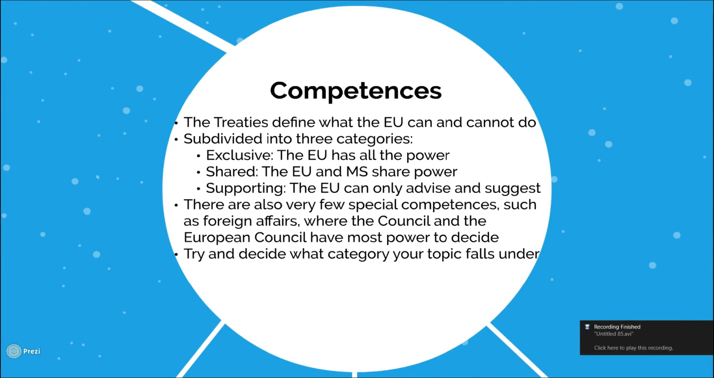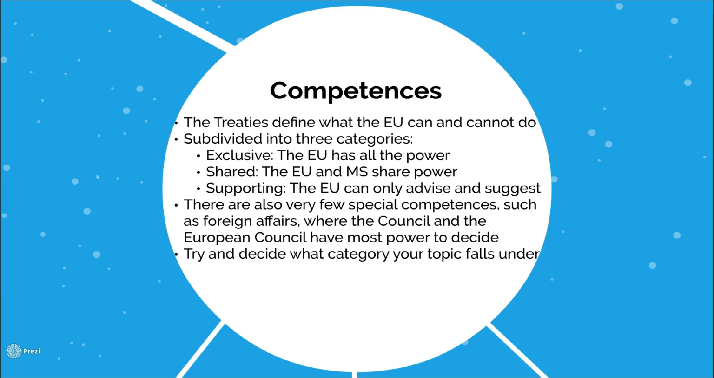What the EU can and cannot do is defined in the treaties of the European Union. We call these competences. Competences are divided into 3 categories, so-called exclusive, shared and supporting. There are also a few special competences, such as foreign affairs, where the Council and the European Council have most power to decide. In such cases, the EU is represented by the President of the Commission and the High Representative of the Union for Foreign Affairs and Security Policy.